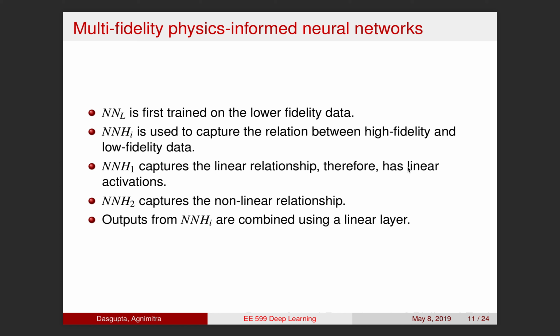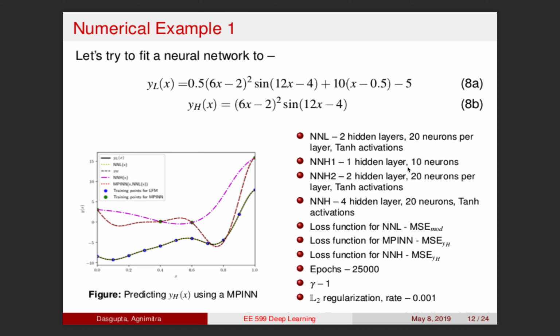NNL is first trained using the lower fidelity data. NNH1 is used to capture the relation between high fidelity and low fidelity data. And NNH1, as I said, captures the linear relationship, therefore only has linear activations. Now, let's go back to our initial example.